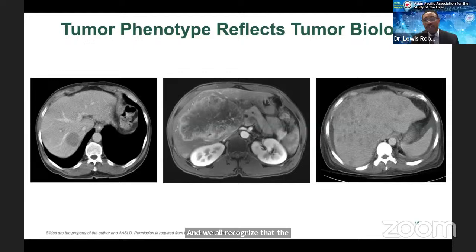And here's an example. On the right side, we have someone that was diagnosed with HCC under surveillance. You can see a 2 to 3 centimeter tumor, limited in size, single, much more easily treatable. Then in the middle, we have a patient who was diagnosed when they presented with symptoms. This person had a single large lesion, but the different biology than the third person on the left, who has an infiltrative type tumor with multiple nodules. And these phenotypes that we see radiologically clearly reflect differences in underlying tumor biology.